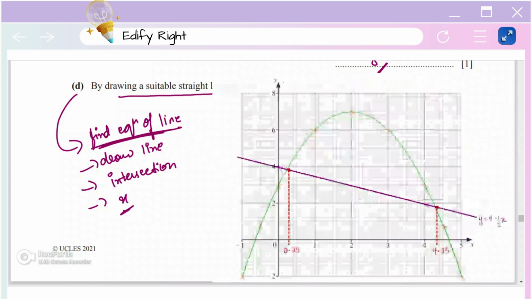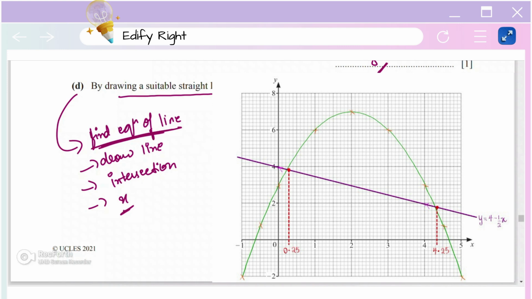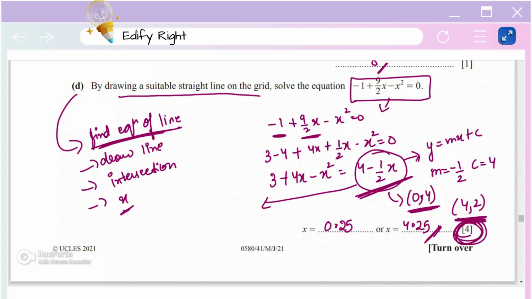And it intersects at 2 points. It intersects at 0.25 and 4.25, as you can see from the graph. So this is how you solve this 4-mark question.